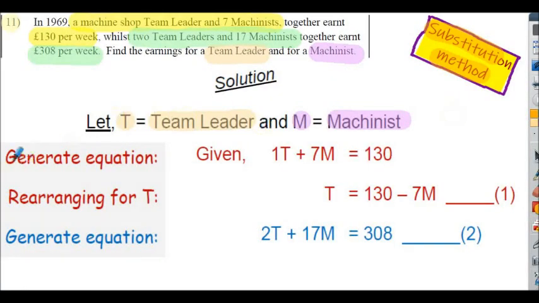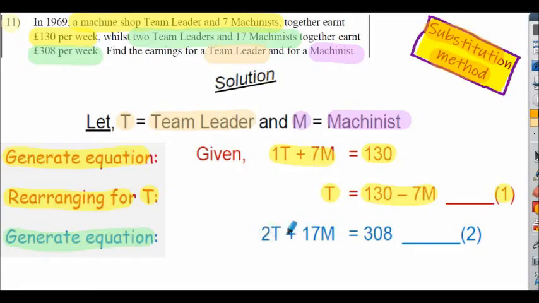So generating the first equation, we have 1 team leader and 7 machinists earned £130 per week. What I've done next is rearrange this equation in terms of T, in this case simply subtracting 7M from both sides of the equation. So T is equal to 130 minus 7M. I've called that equation 1 purely for reference. Given the information in the question, we can generate a second equation. So this time we have 2 team leaders and 17 machinists earn £308 per week.